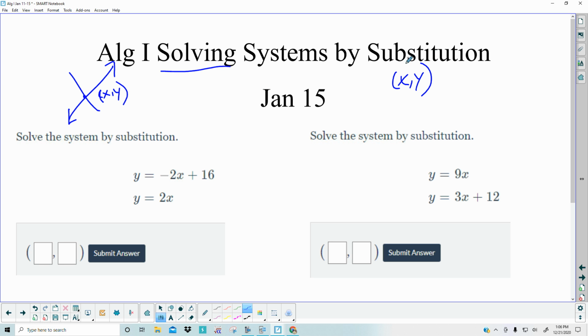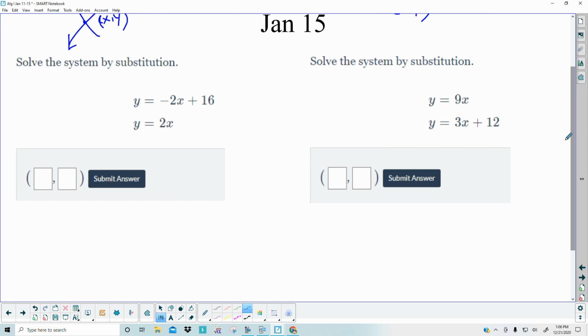Excuse me, and this is solving by substitution. Okay? The whole goal of this is to find where they touch. And so you're making the statement that they are going to touch somewhere. If that's true, they share an x and a y. Both equations have the same x and same y somewhere.